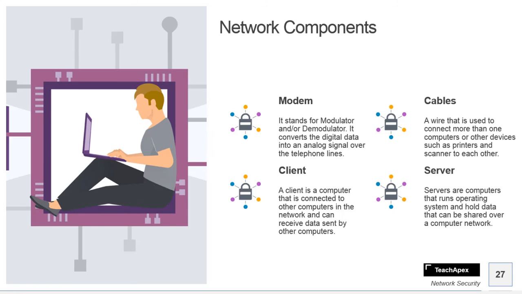Then we have clients. A client is basically a hardware or software device that accesses a service made available by a server. A client is a computer that is connected to other computers in the network and can receive data sent by other computers. That means it's basically receiving these services. The person or the computer or the hardware device that is receiving the services sent by the server is known as a client.